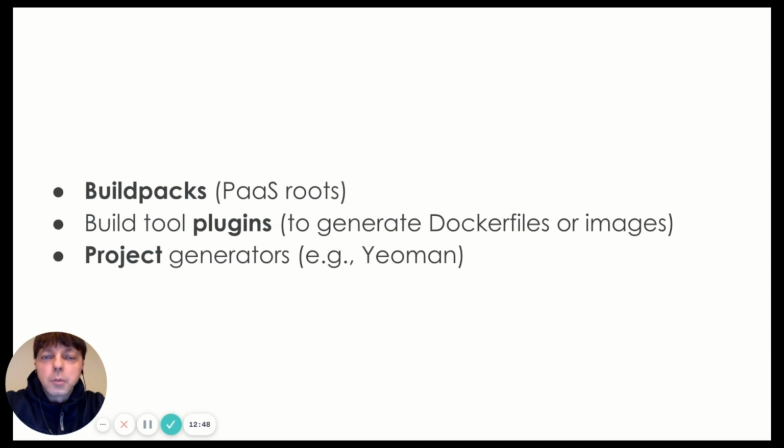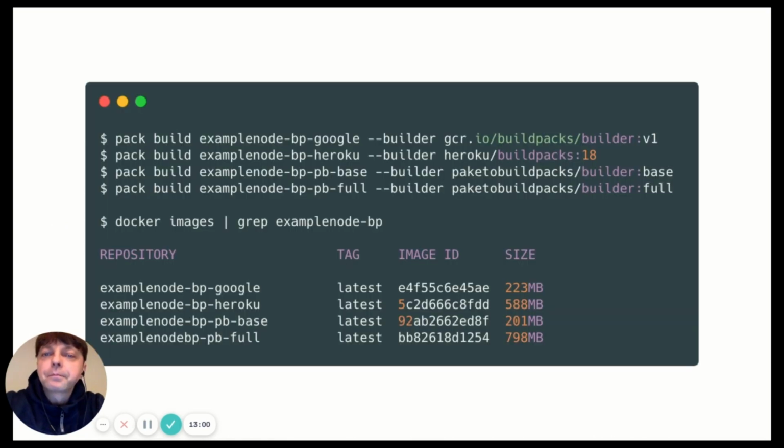Buildpacks are the most mature and consistent option because of their platform roots. You don't need to write any Dockerfiles. Just point the buildpacks at your application code. Let's see them in action.